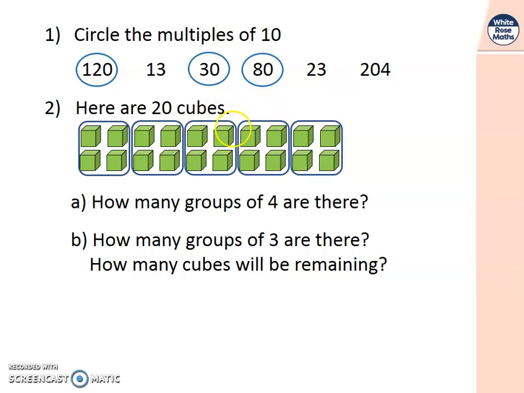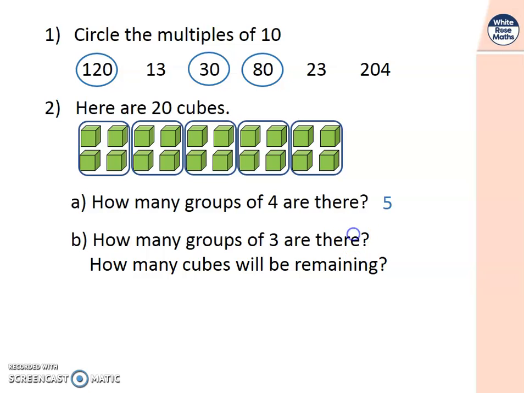On number 2, here are 20 cubes. As you can see, we've grouped them into groups of 4. There are 1, 2, 3, 4, 5 groups of 4. If I use those same cubes, how many groups of 3 could I make from 20 cubes? Pause and have a go.